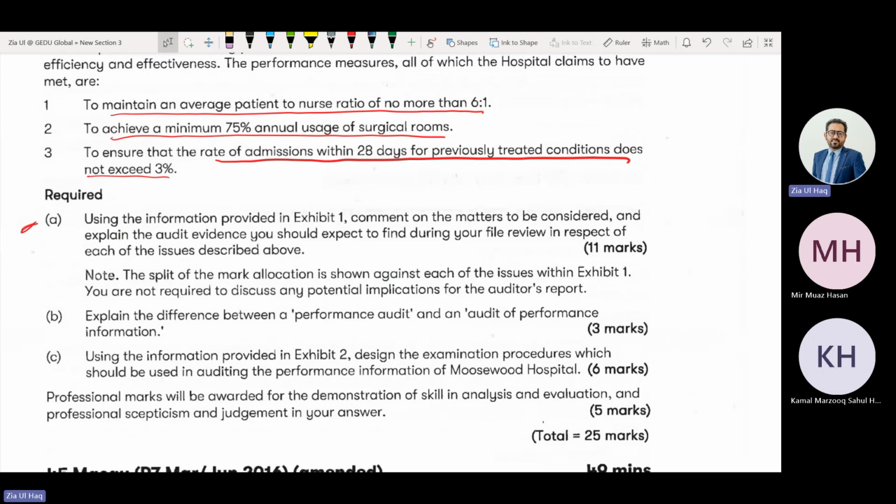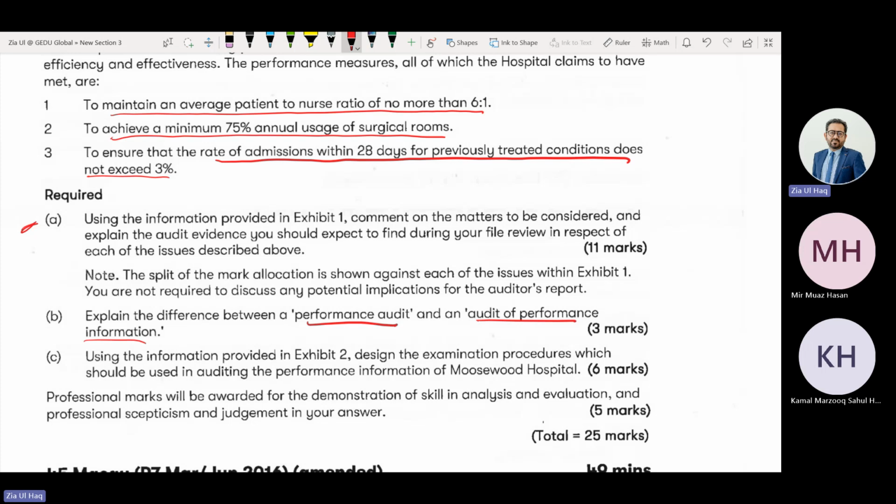Requirement B. Explain the difference between performance audit and audit of performance information. Performance audit means checking the performance of any individual, any department, or any business unit, and this is a function of internal company management, which is mainly performed by the internal auditor. This is internal audit activity.